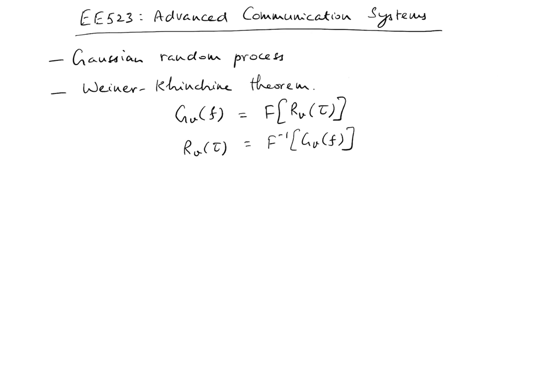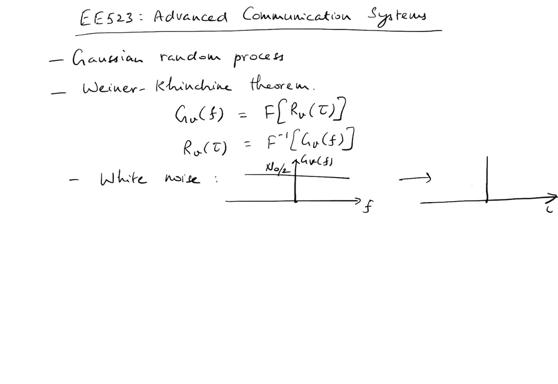And then we talked about white noise, which has a constant power spectral density. So white noise has a power spectral density which is flat. Frequency and GV of F, and it has N naught by 2. Let me write that clearly. I'm just quickly recapping what we did in the previous lecture. N naught by 2, and correspondingly its autocorrelation function is an impulse. So the autocorrelation function RV of tau is a delta function of height N naught by 2. So we write it as N naught by 2 delta of tau.